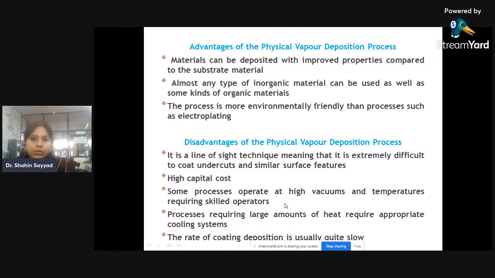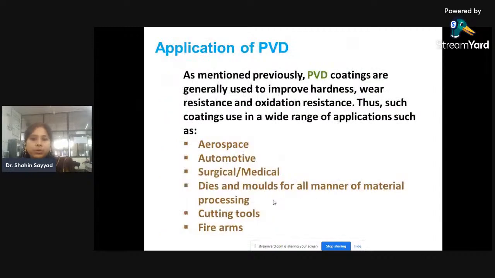Okay, so during this physical vapor deposition, a large amount of heat is generated, and when a large amount of heat is generated, it requires an appropriate cooling system. And the rate of coating deposition is usually quite low. Okay, these are the disadvantages of physical vapor deposition method. For coating purposes, physical vapor deposition has a wide range of applications in aerospace, automotive, cutting tools, firearms, dies and bolts, to improve the hardness, wear resistance and oxidation resistance of a particular device. We use the physical vapor deposition coating.